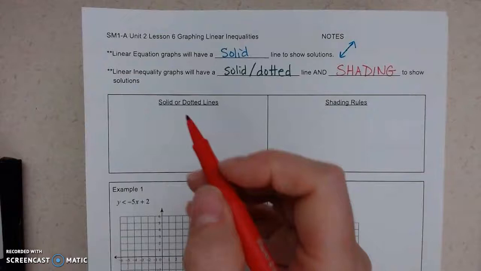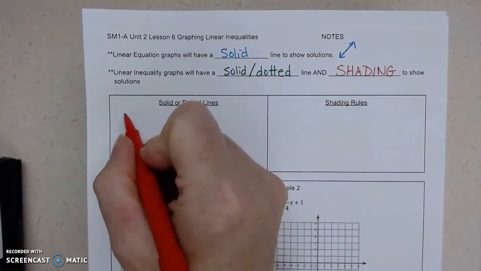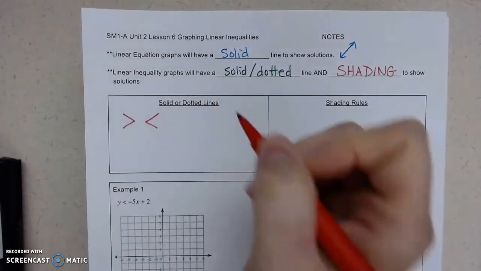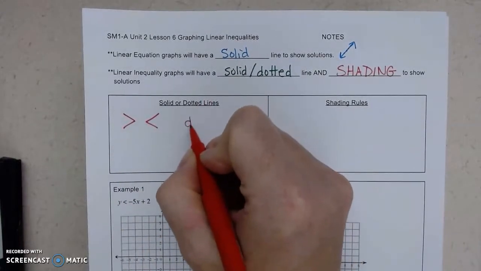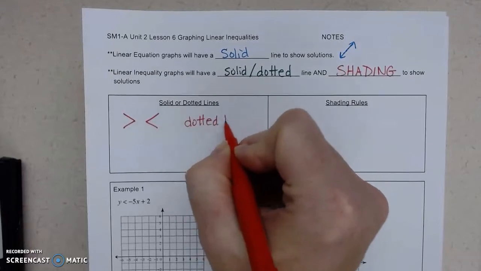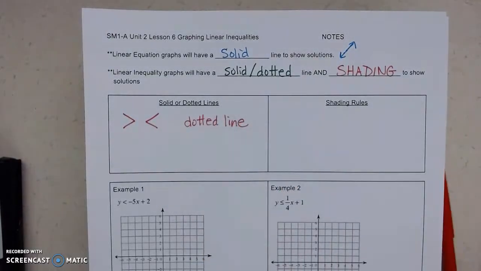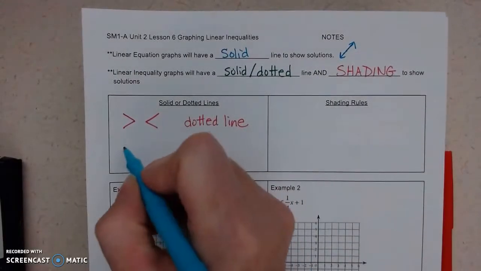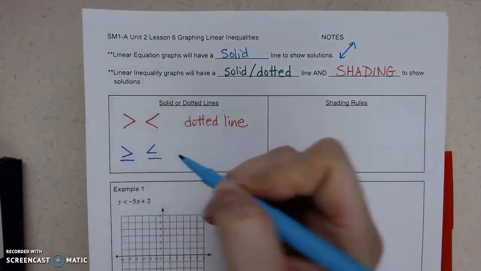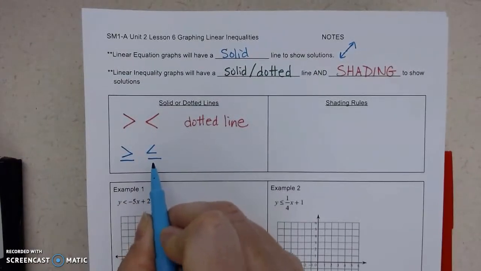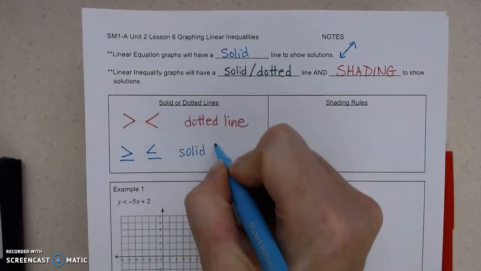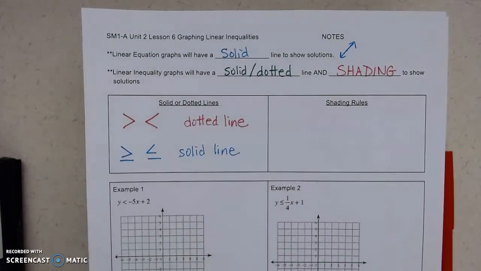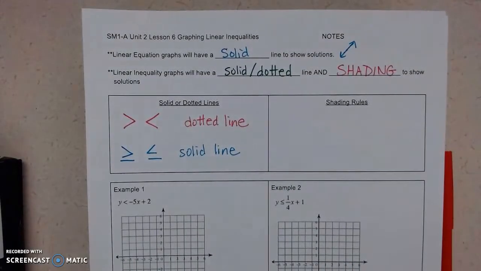If you have the inequality symbol a greater or a less than, we can't include the points that are on that boundary line, so we show that with a dotted line, just like the open circle. If we have an equal sign under it, we can include the line as the boundary and solutions, and so we make that a solid line. And that shows that the line is also a solution.